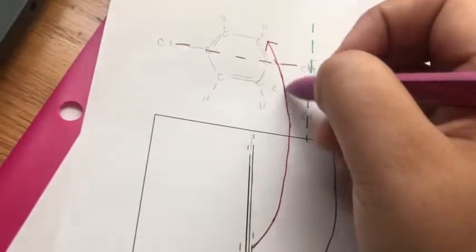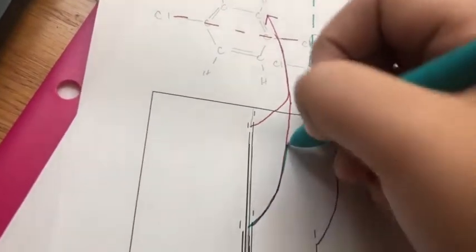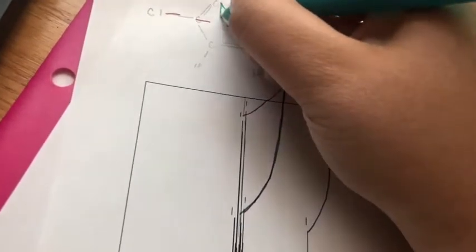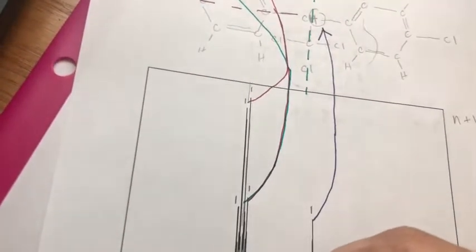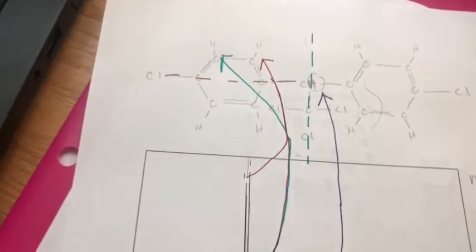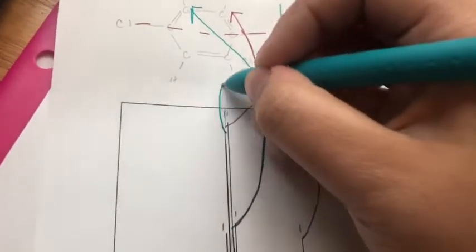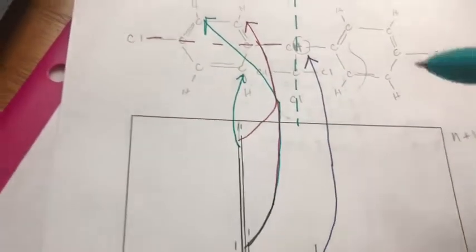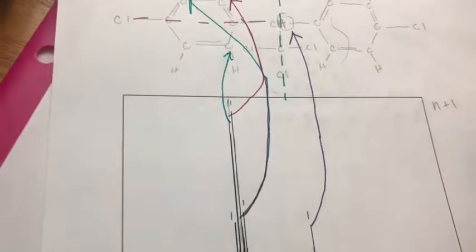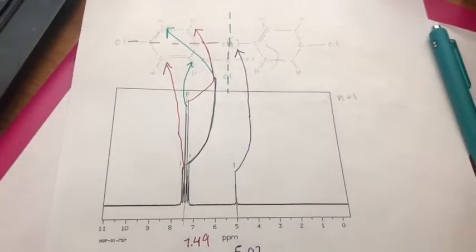Actually, I have these hydrogens mixed up. This one is this one. And let's redraw this arrow right here at 7.34. Which means that when we look at the mirror image, this hydrogen is going to be this one. And this hydrogen is going to be that one. And this is the same on both sides.